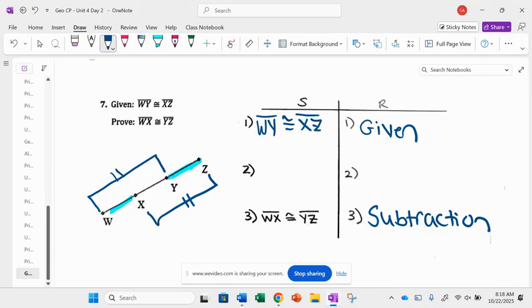Now I have to figure out that middle step. What am I taking away? Well, to get from WY to WX, aren't I taking away XY? And to get from ZX to just YZ, again I'm taking away XY. Because I'm using XY twice, I have to declare that I'm using it twice. So I say it's congruent to itself, and your reason is reflexive.